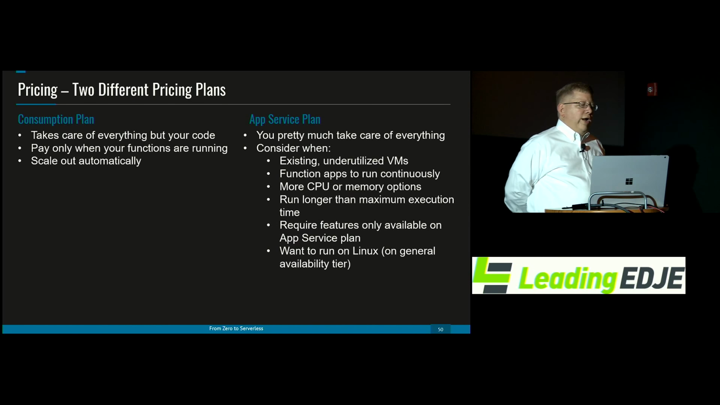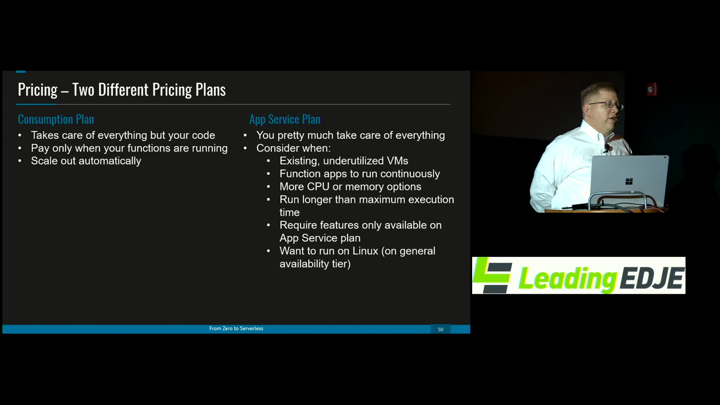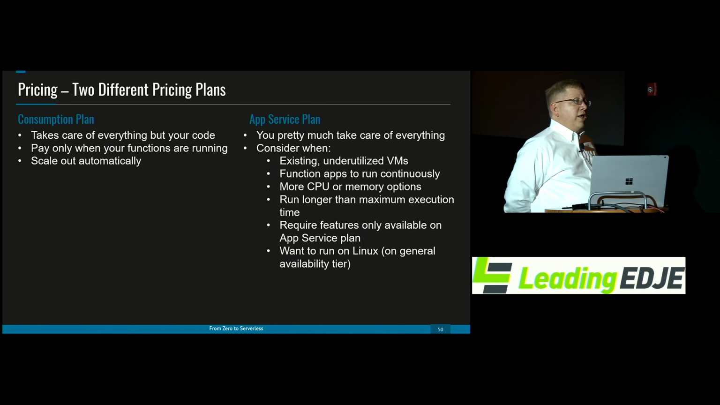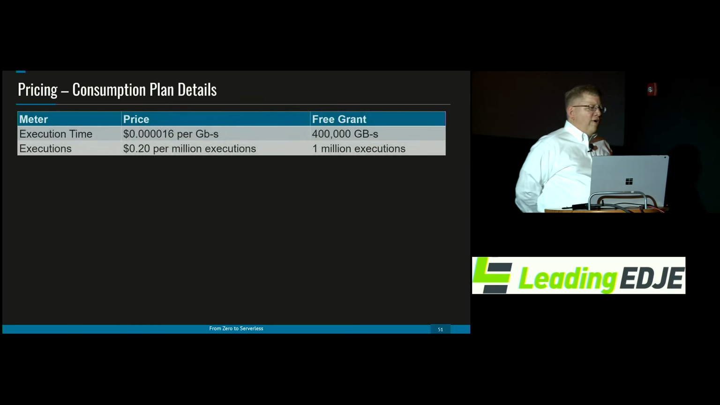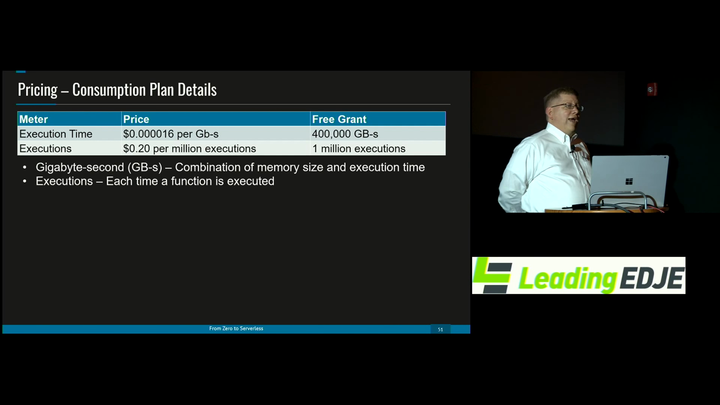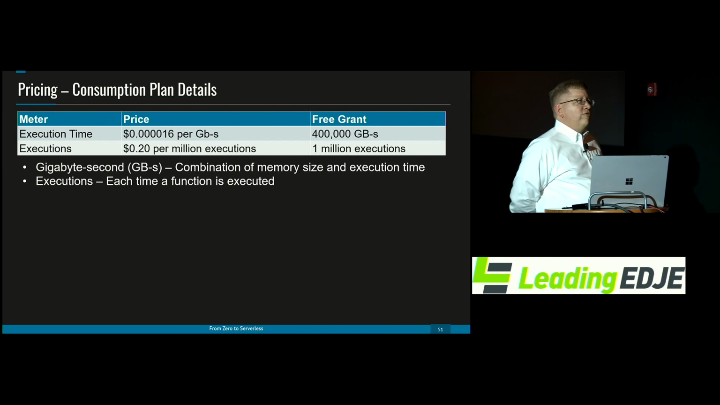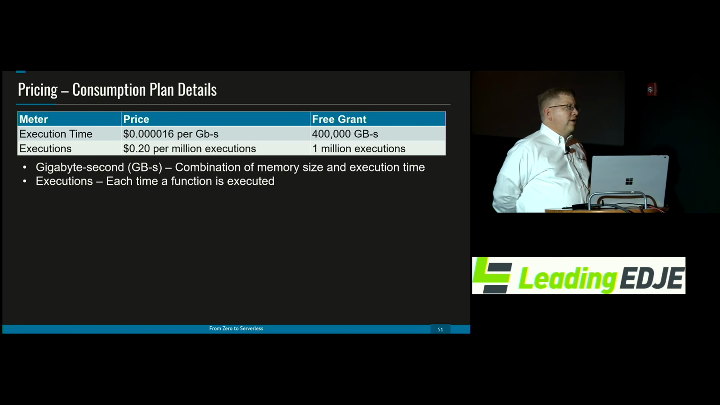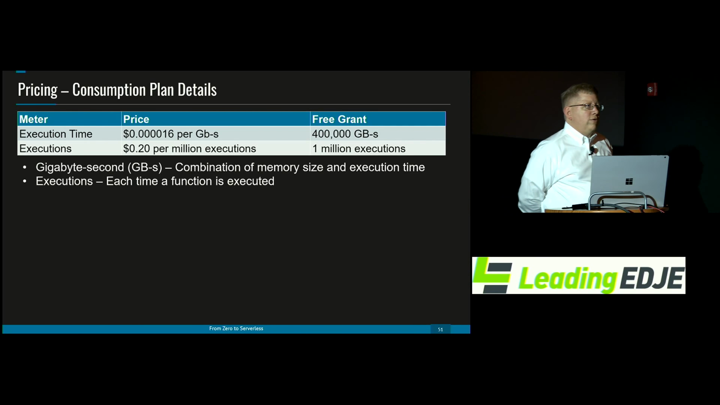Also, again, running longer plans, unless you go over to 2.0, if you want to run on Linux, you need to do it with an app service plan. As far as pricing, pricing is done by two different pieces, right? You have the execution time and you have executions. Execution time is charged in a gigabyte per second ratio. So basically you look at how much memory is required by that server.